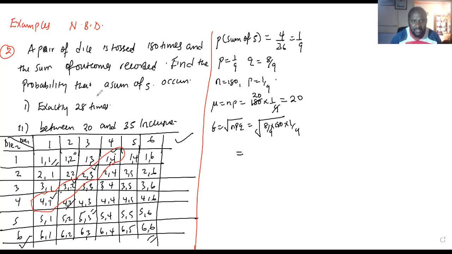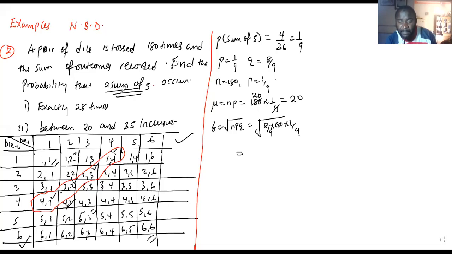They have said find the probability that the sum is 5. The sum is 5 is what we want. What we want is our success. Our success is represented by P. I remember when I was talking about binomial distribution, I told you that success does not necessarily mean something good. Success can be whatever the question wants.